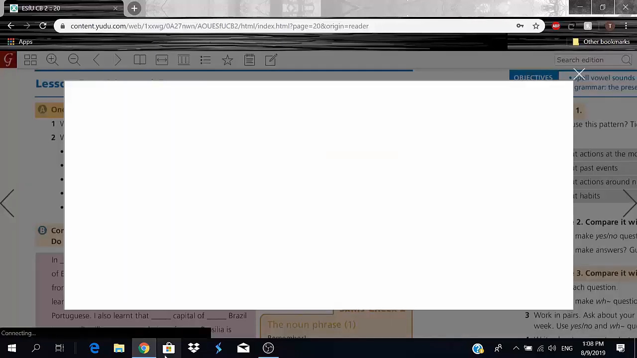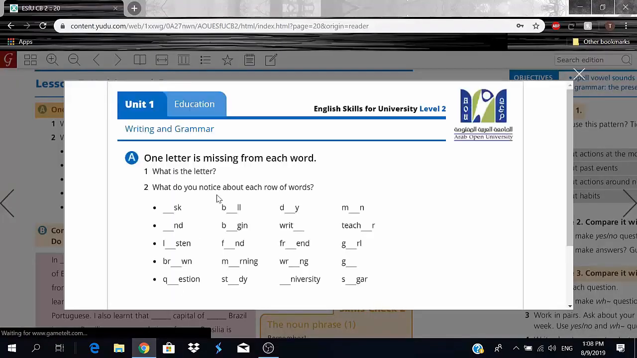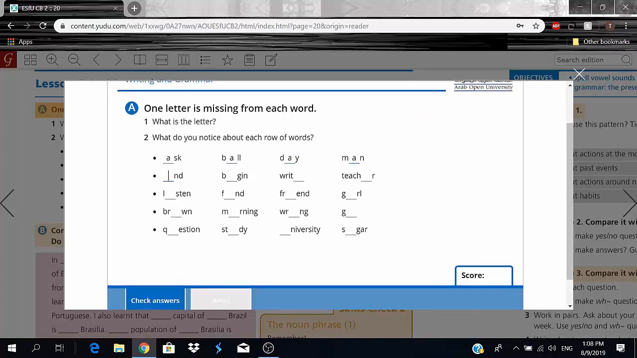But actually, let's do the exercise first and pronounce them as we go. So obviously, the first row will be A: ask, ball, day, and man. And in the second row, we have E: so end, begin, write, and teacher. So as you can see the difference, end and write. In the word write, you don't even pronounce the E. So it's basically silent. So end and write. You don't even pronounce one of them, but it's there. Okay? Listen, I, and find.